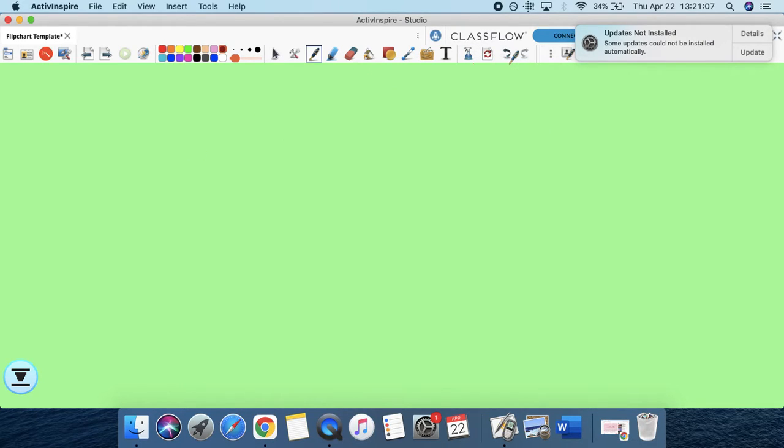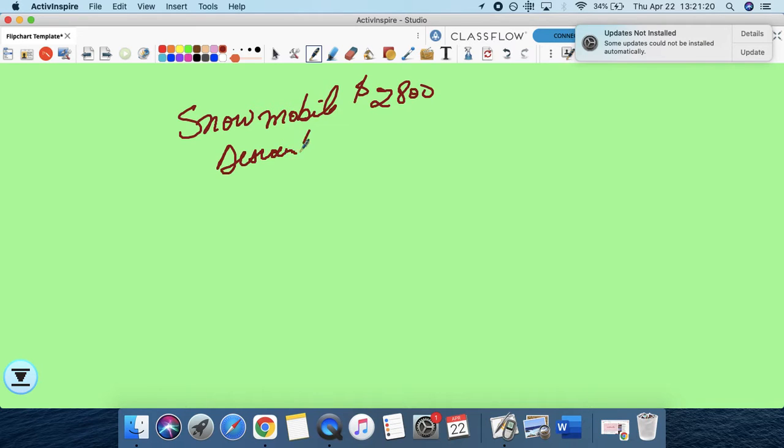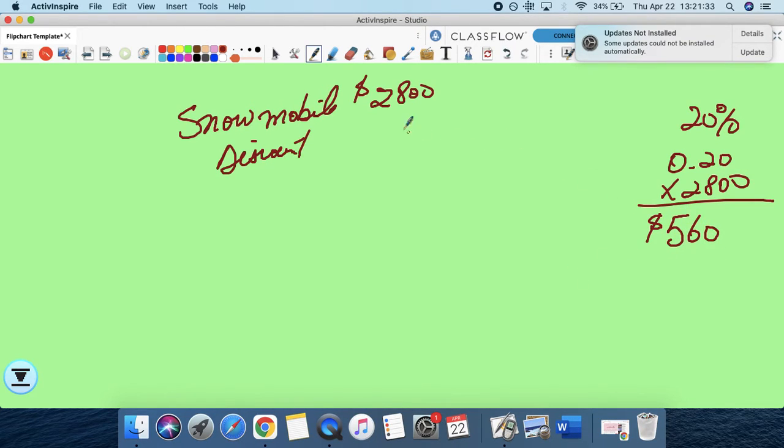Next one, a snowmobile. Right, a snowmobile or vehículo de nieve. The original price is 2,800. You have a discount of 20%. So that's 0.20, right? We're going to multiply por el precio original. So that is going to give us $560. Here's your discount. Aquí está tu descuento. So come over here and subtract. So 2,800 minus 560 is 2,240. Aquí está el precio nuevo.